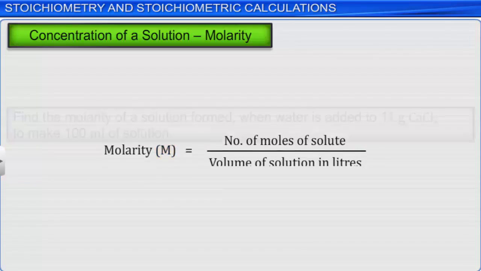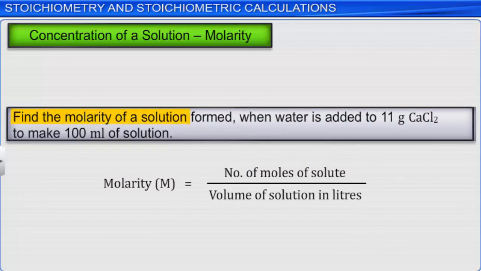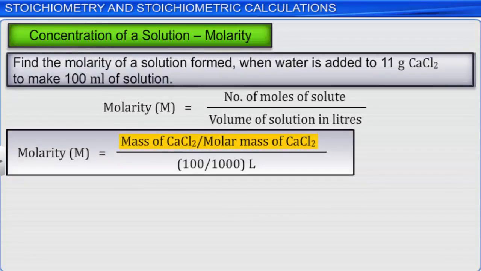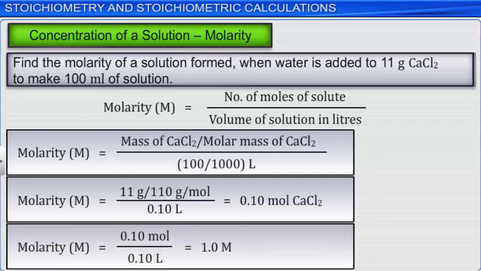Let's say we have to find the molarity of a solution formed when water is added to 11 gram calcium chloride to make 100 ml of solution. To find the number of moles of a solute, we need to divide the mass of calcium chloride by the molar mass of calcium chloride, and we need to convert 100 milliliter solution into liter. By applying the formula for molarity, we get the molarity of the solution as 1.0 M.